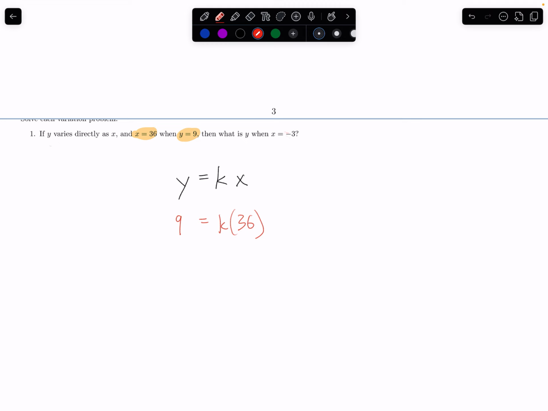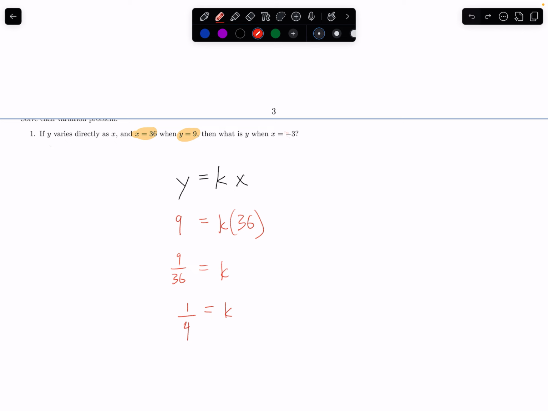Okay, so then I want to find out, what is my k? Well, to do that, just divide both sides by 36, right? So k is equal to 9 divided by 36. And good news is both of those things are divisible by 9. Divide 9 by 9, you get 1, divide 36 by 9, you get 4. I don't know why it took me so long to divide 36 by 9, but okay. K is 1/4, okay? So k is 1/4.